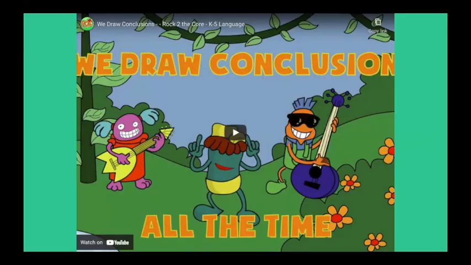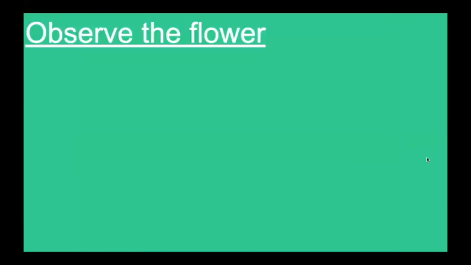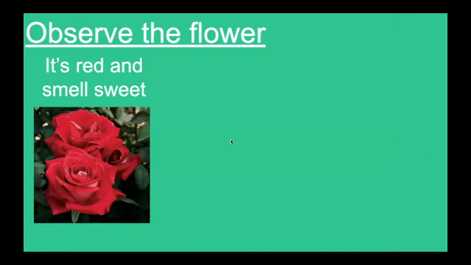All right, so inferences or conclusions. Let me show you an example. We observe the flower, and we find out it's red and smells sweet. Repeat after me. It's red and smells sweet.